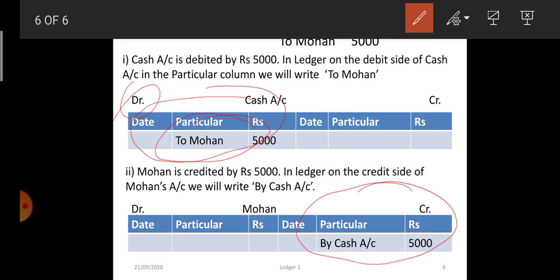All of you go through these 3 simple journal entries and their posting. Try to understand that. I will be sending you one question. Try to solve it.